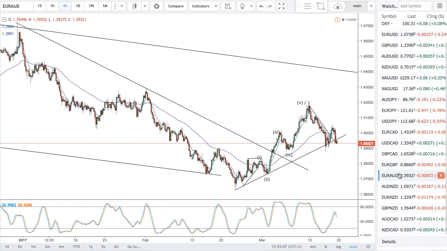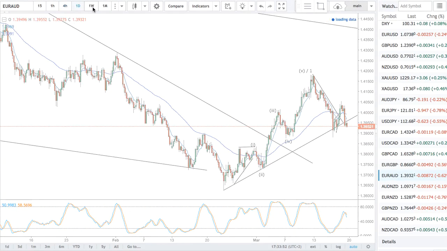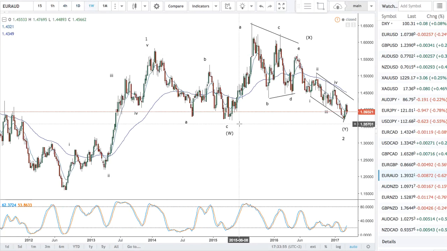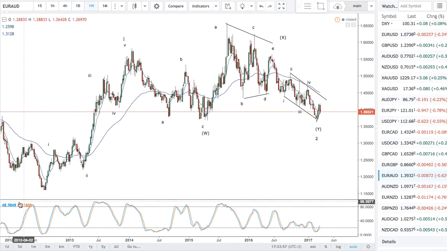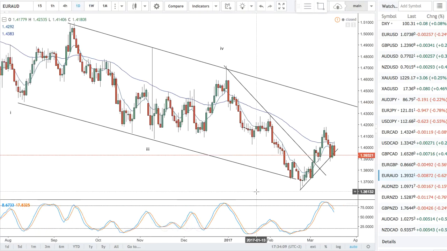Okay, Euro Australian dollar, corrective from the high. I am counting this larger pattern. Hold on. Going back to 2012, five waves up, three down. I'm using this as a triangle up, down for Y. It's been channeling. I still like the idea that this is going higher.